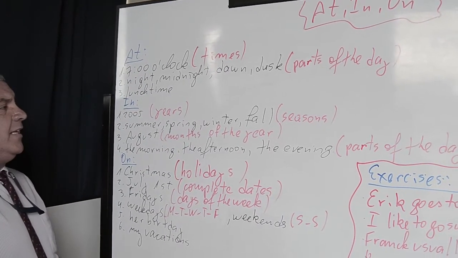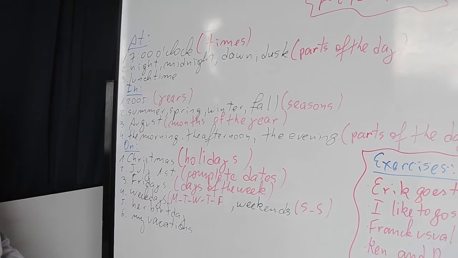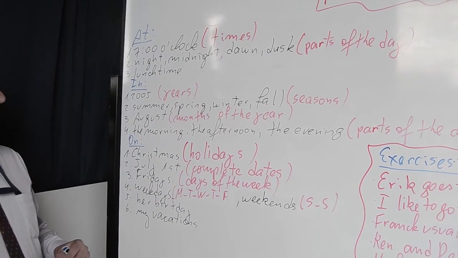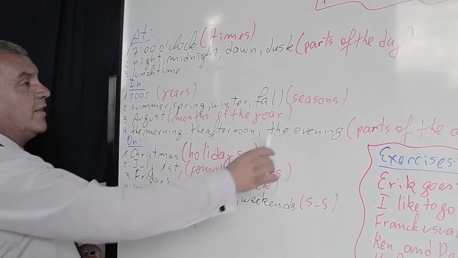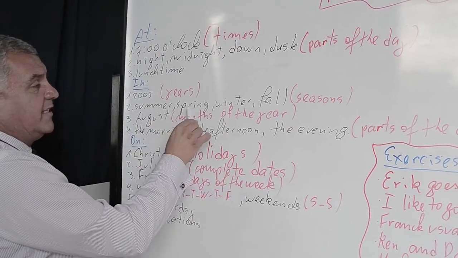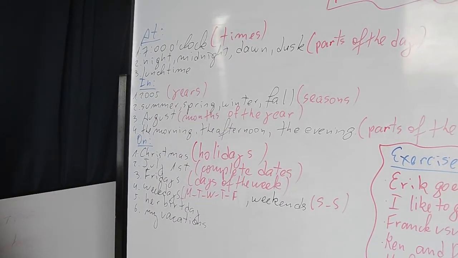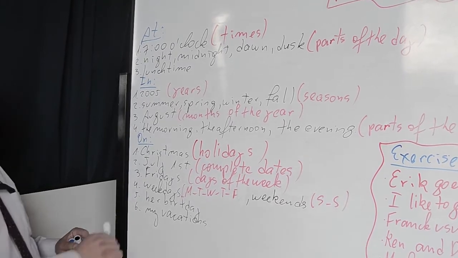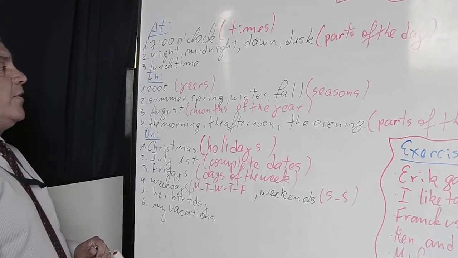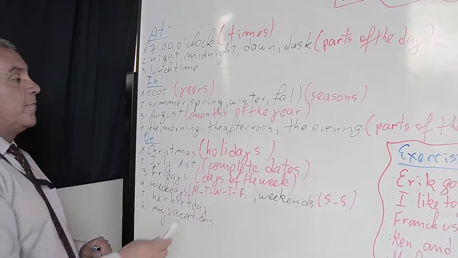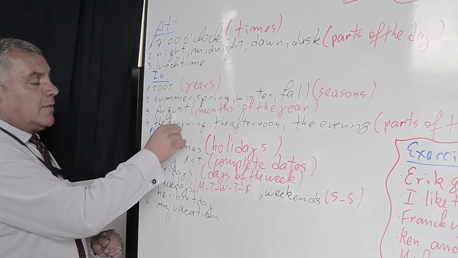Let's continue with in. In we use for years. For example, America was discovered by Christopher Columbus in 1492. Number 2, seasons: summer, spring, winter, and fall. For example, people usually go to the beach in summer. Next, we use in with months of the year. For example, my birthday is in August.